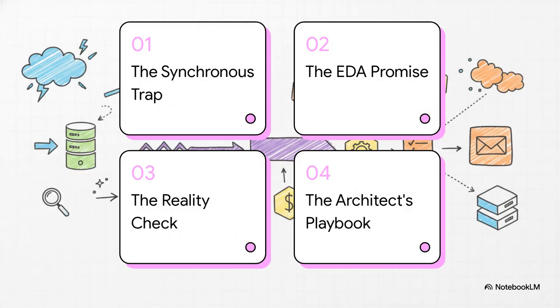So here's how we're going to tackle this. First, we're going to unpack what I call the Synchronous Trap. It's the default way most people build things, and it is filled with hidden dangers. Then, we'll get to the good stuff, the promise of event-driven architecture, the elegant solution that decouples everything. But, and this is a big but, we're not just going to talk about the hype. We'll do a serious reality check on the hidden costs, because nothing in architecture is free. And finally, I'm going to give you the architect's playbook, the actual battle-tested patterns you need to build systems that are truly production-ready.